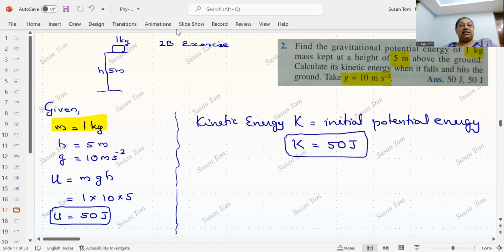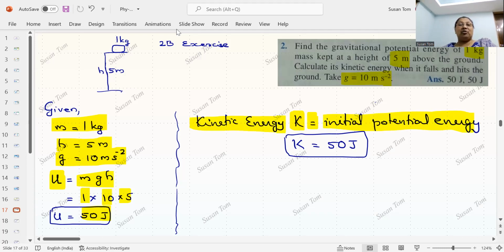Mass is 1 kg. Height is 5 meters. g, you are asked to take 10 meters per second square. Potential energy is equal to mgh, m into g into h, 50 joules. Kinetic energy, K, when it falls and hits the ground, you have to equate first, equal to initial potential energy according to the law of conservation of energy.